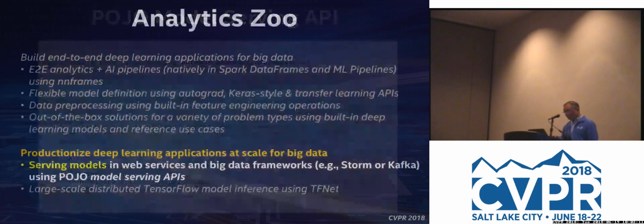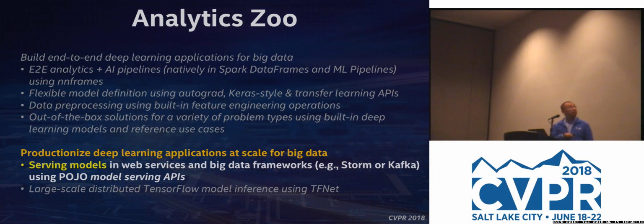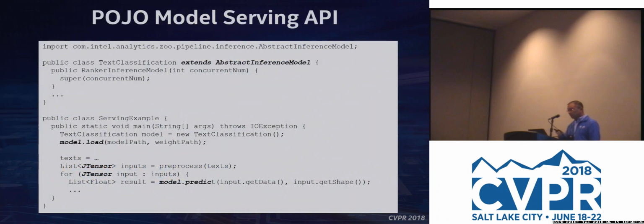As I mentioned before, in addition to building those end-to-end pipelines, Analytics Zoo also provides a lot of support for you to productionize your deep learning applications. For instance, serving the models. It provides a pure Java model serving API, so that it can be directly utilized in, for instance, your web service. So this is pure Java.